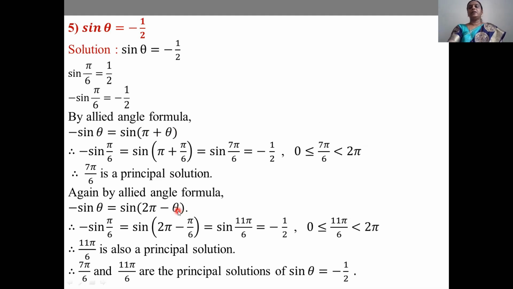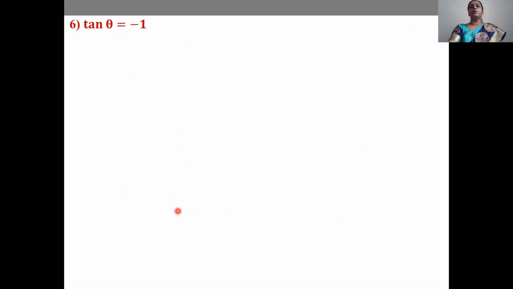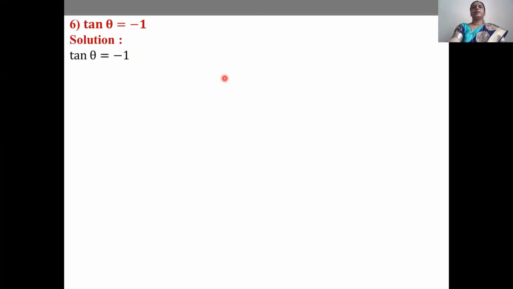Now, let's see the next problem. Tan theta is equal to minus 1. In the solution, write down tan theta is equal to minus 1. We know that at the angle pi by 4, the value of tan theta is 1. Write down tan pi by 4 is equal to 1. Then take the minus sign of both sides. We get minus tan pi by 4 is equal to minus 1.